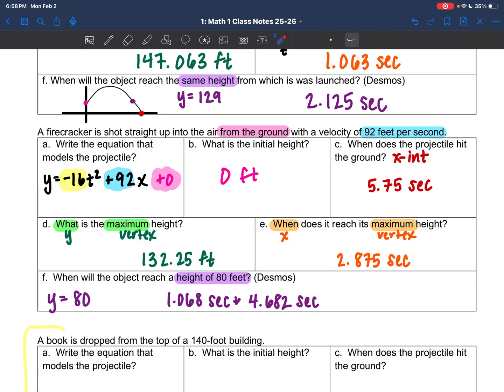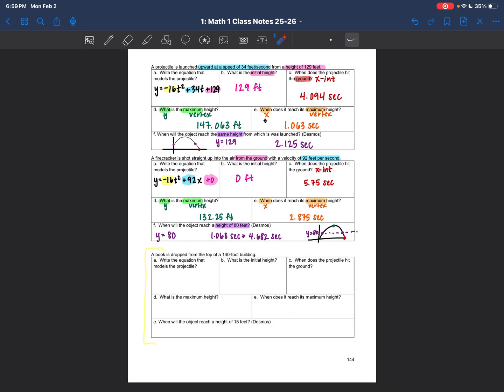And then you want to know when it will reach a height of 80 feet. So all you've got to do is we know y equals 80. And it's actually going to be at a couple different spots. So again, we have our vertex here. We've got our y-intercept here. And we want to know when it's going to reach 80. So that could be here and here. All right, so it's pretty easy. Just plug it into Desmos and then look at the information to determine what it's going to tell you.